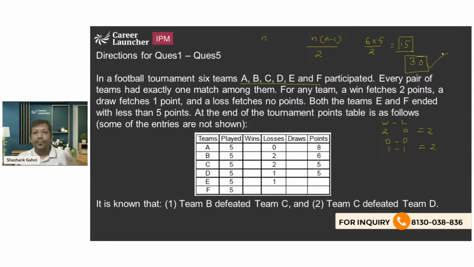So first of all, there are 6 teams. Every team is playing against every team. So this kind of tournament is called a round robin tournament. In a round robin tournament, generally the total number of matches is given by n into n minus 1 divided by 2 if every team is playing against every team only once. So I got the total number of matches as 15, and in every match the number of points being awarded is 2. So the total number of points awarded in 15 matches is going to be 30.